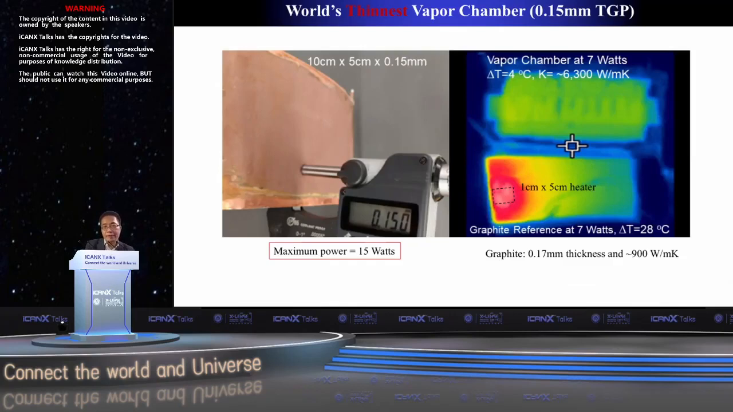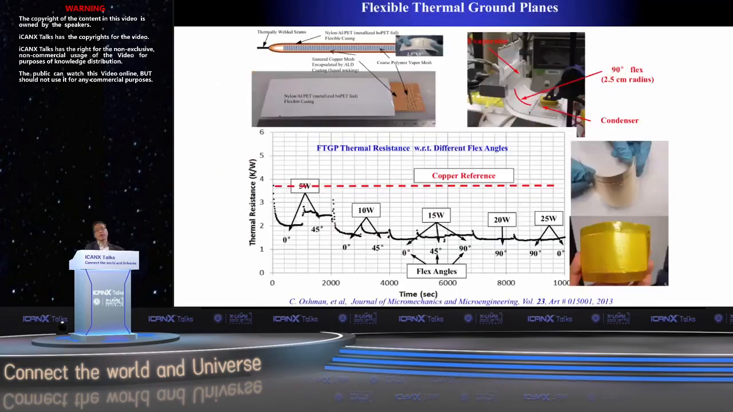It's liquid and vapor inside and very thin. Each side is 25 micron thick copper. You can make them so you can wrap a little bit. Okay, you can fold it. It's not just sharp wrap. Now we also use polymer surfaces to make devices, and you can flap it or fold it.